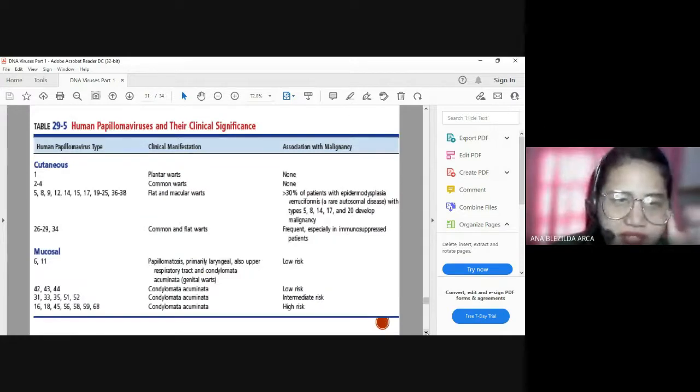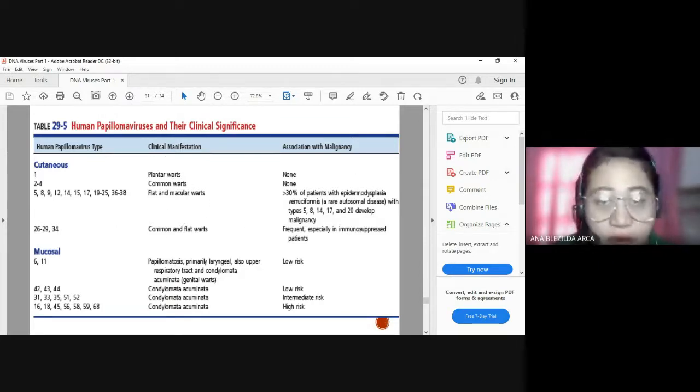So again, this is the summary of the different genotype of the HPV virus, and these are the summary of their infection. So please read this from your Mayhun, the table of human papillomavirus and their clinical significance.